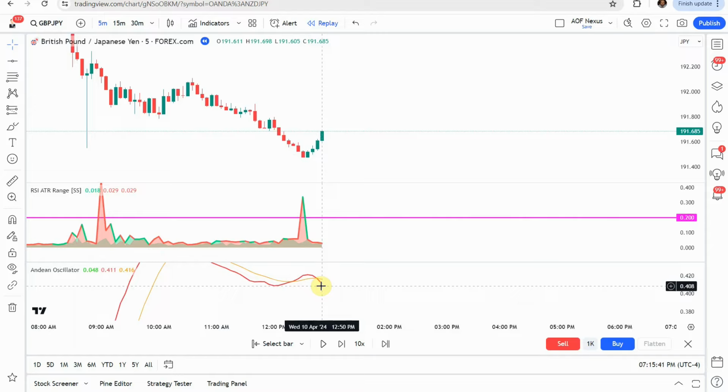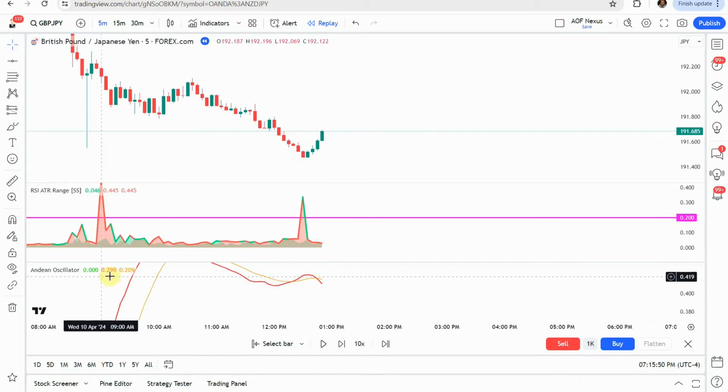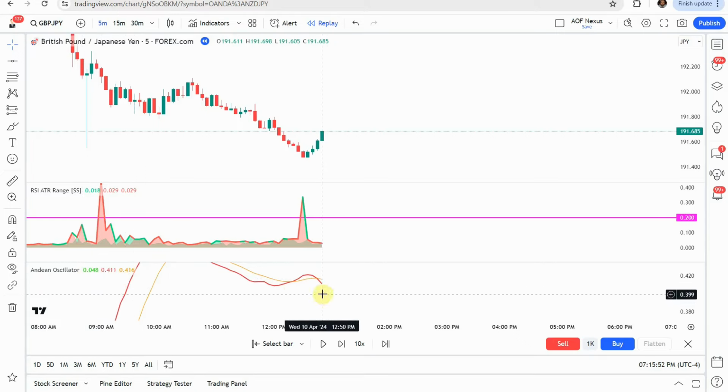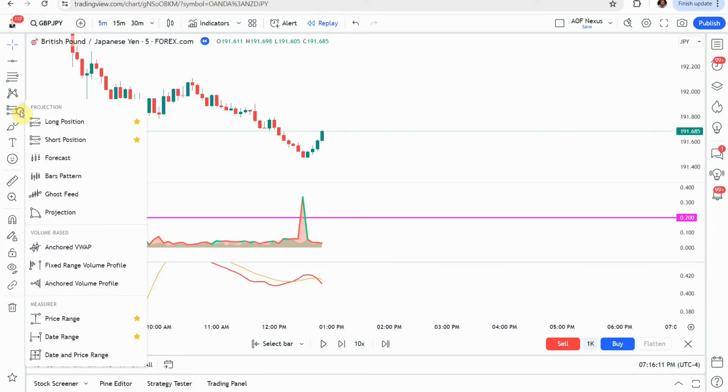If you need to know where the Andean oscillator lines are, if you hover over this bar right here and then look at these number coordinates right here above my mouse, when I hover over this bar, you can see that the number coordinate there for the red line is 0.411 and the orange line is at 0.416, meaning that the red line is below that orange line. And so it's at this point that we would then enter into a long trade.